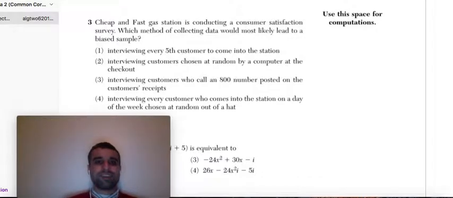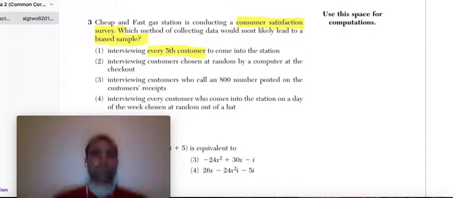Cheap and Fast gas station is conducting a consumer satisfaction survey. Which method of collecting data would most likely lead to a biased sample? So they want to know which of them would lead to a biased sample. So let's look at each one. Choice 1 is interviewing every fifth customer to come to the station. That's kind of random because you don't control who's going to come in, and you don't know who's going to come in. So that's going to get you a random sample.